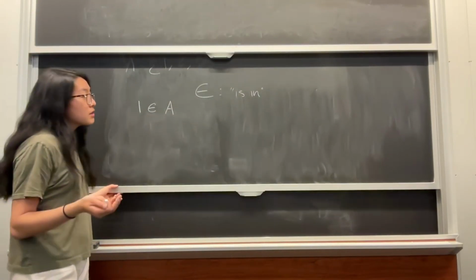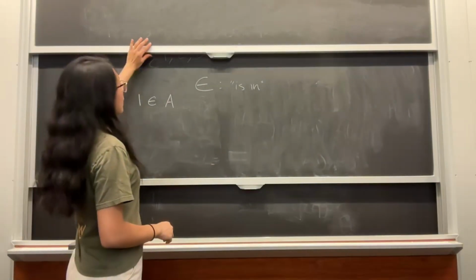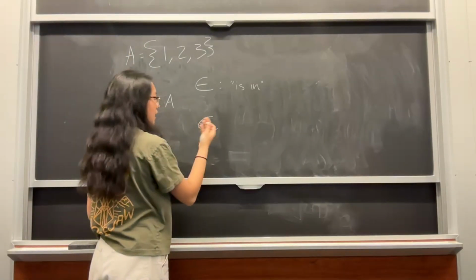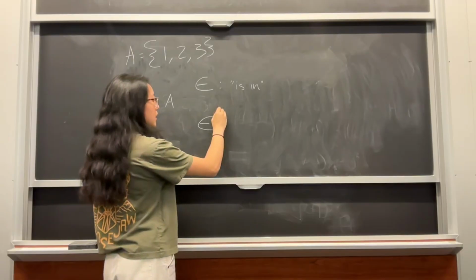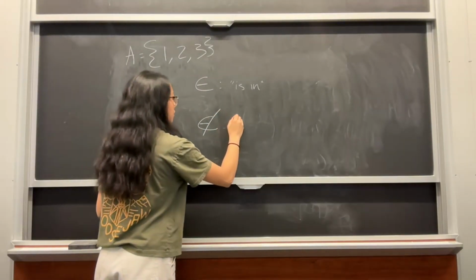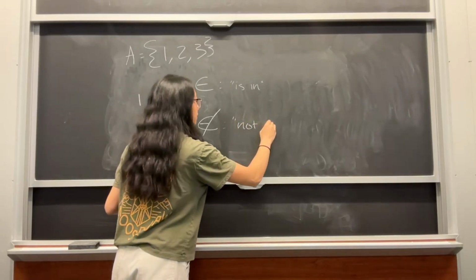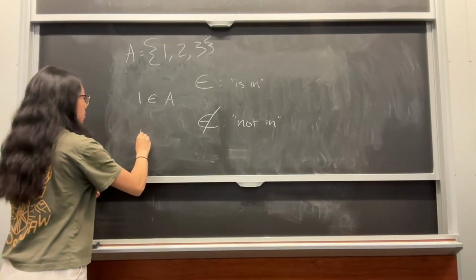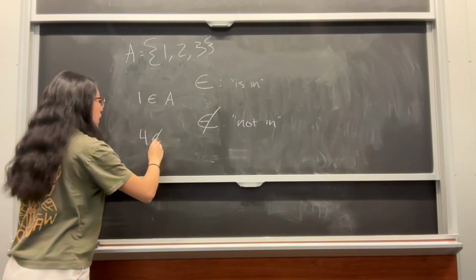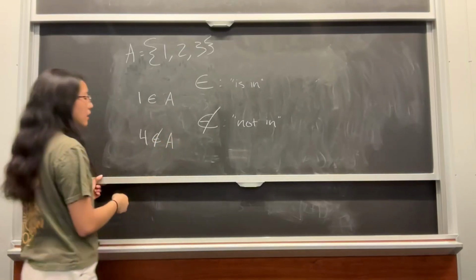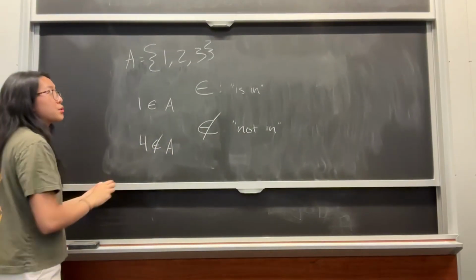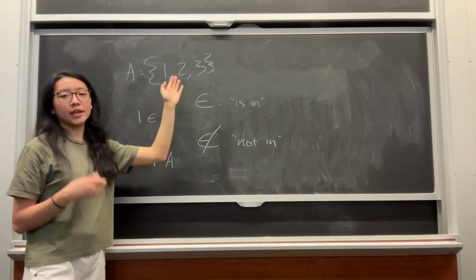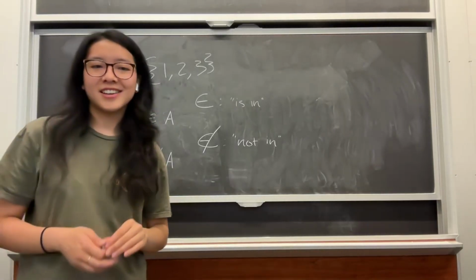And then conversely, we can also say an element is not in a set by using that same set membership symbol with a diagonal slash through it to represent not in. So we could say the number 4 is not in the set A, or 4 is not an element of A. And that's a true statement, right? Because we can see pretty simply here that the set A only contains 1, 2, and 3.